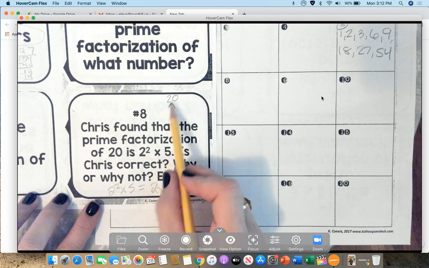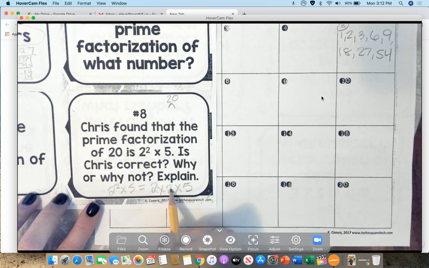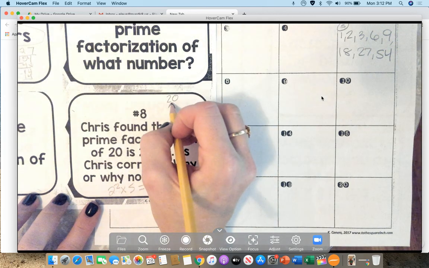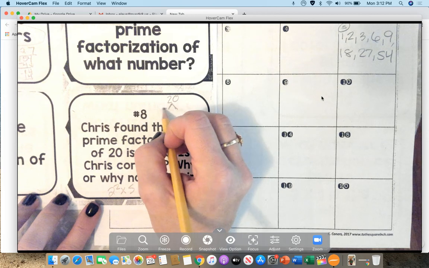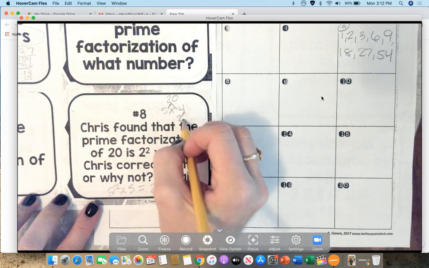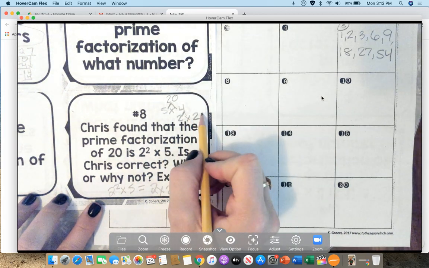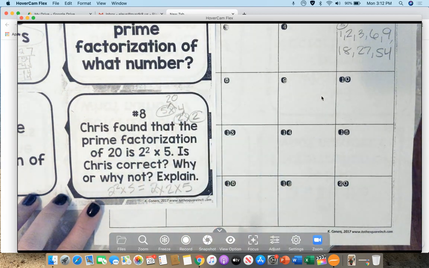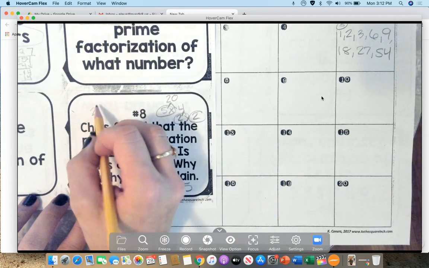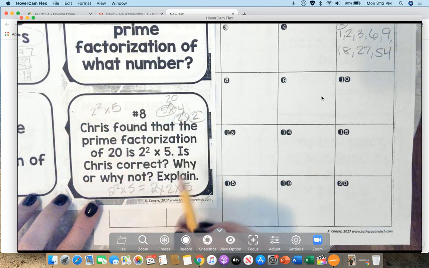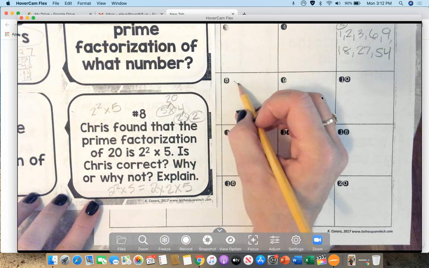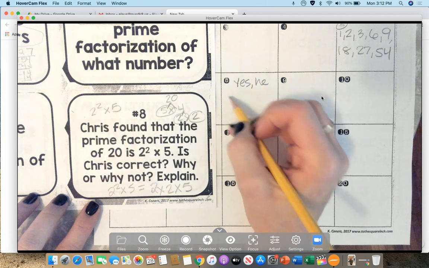So let's see if we factor out 20 and get a 2 times 2 times 5 as our prime factorization. Well, 20 factors out to 5 times 4, and 4 factors out to 2 times 2. So yes, I would have 2 times 2 times 5 as my prime factorization. And again, I can rewrite that as 2 squared times 5. So the question was, is Chris correct? So in my box number 8, I'm going to write yes, he is correct.